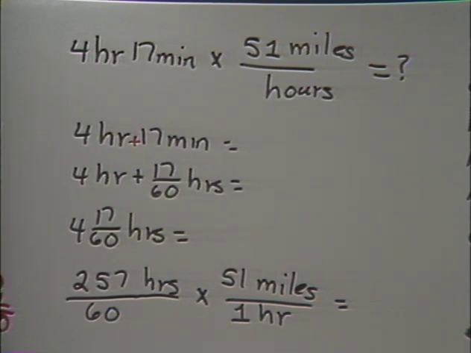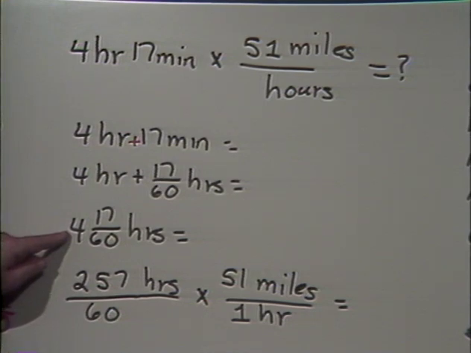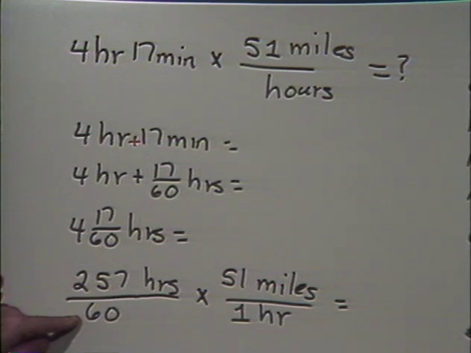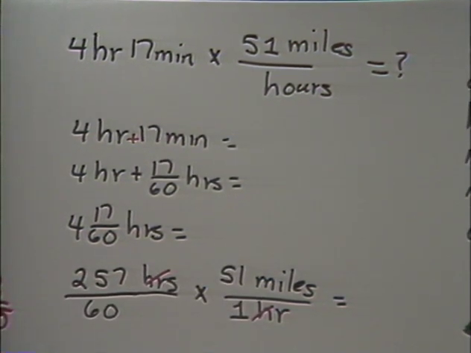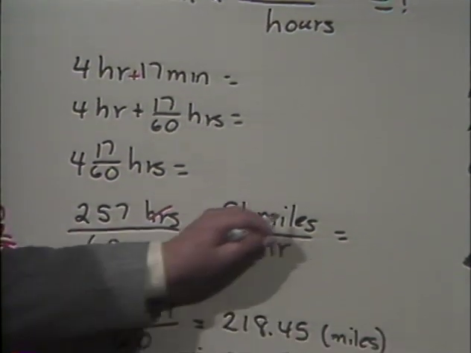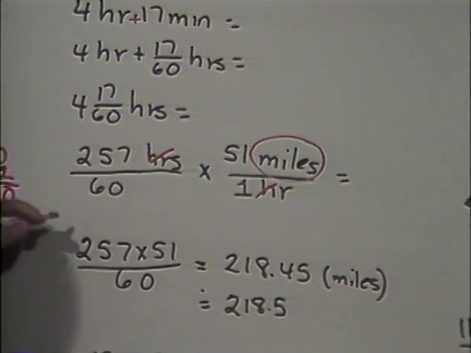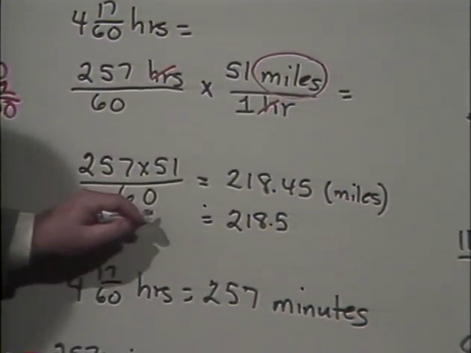That's what I have over here, but I can write this as a mixed number. 60 times 4 is 240, plus 17 is 257. I put that 257 over 60. That's now converted 4 hours and 17 minutes into hours. Now the hours cancel. In this problem, I'm given that 51 miles per hour is the speed. So now I get the right label. I multiply the two numerators, 257 times 51, and divide by the denominator.